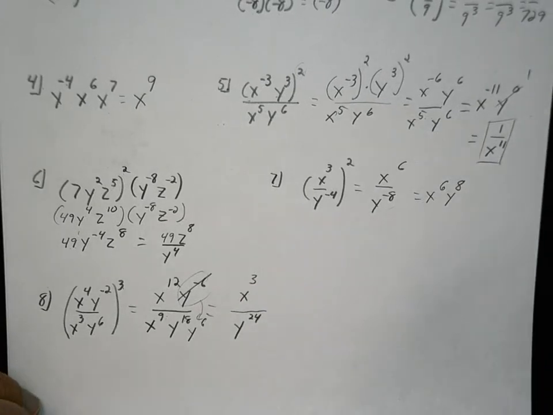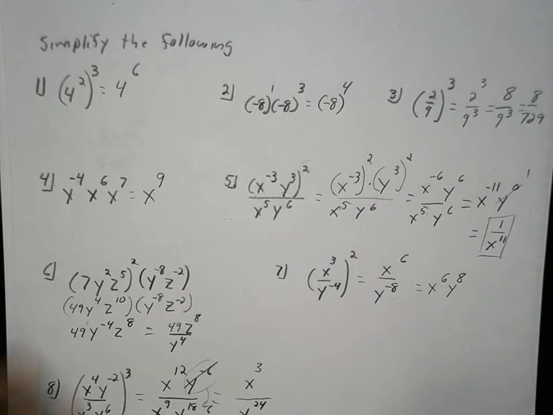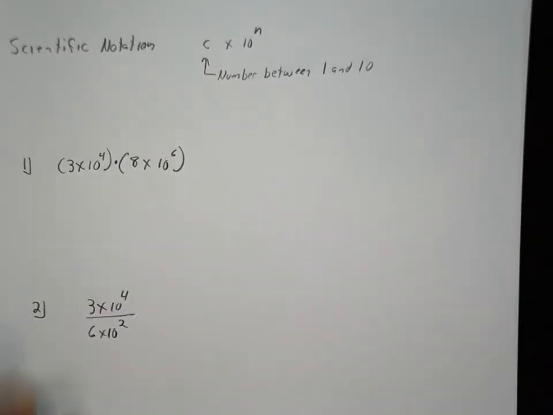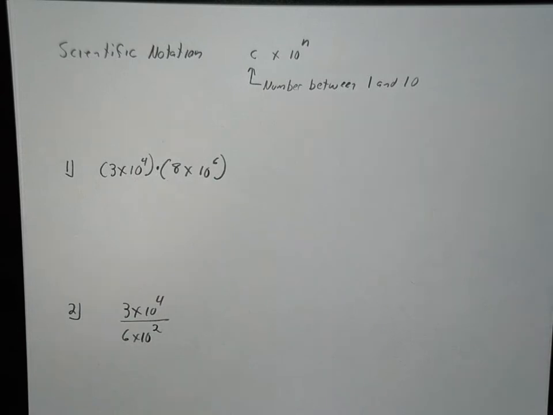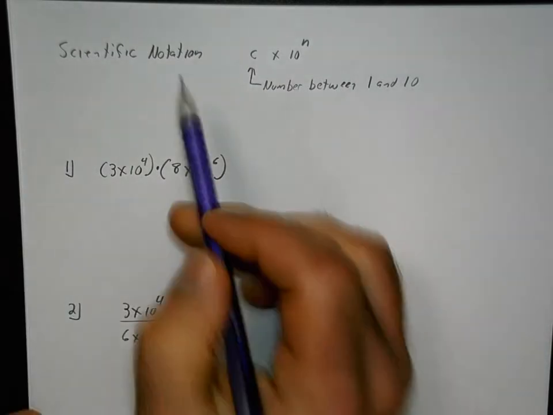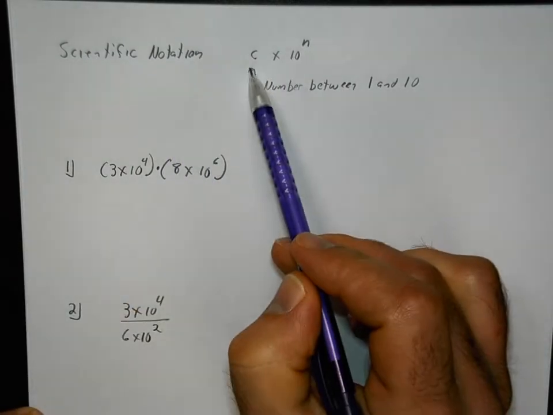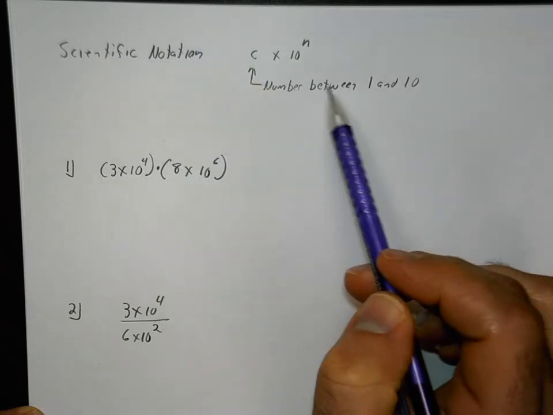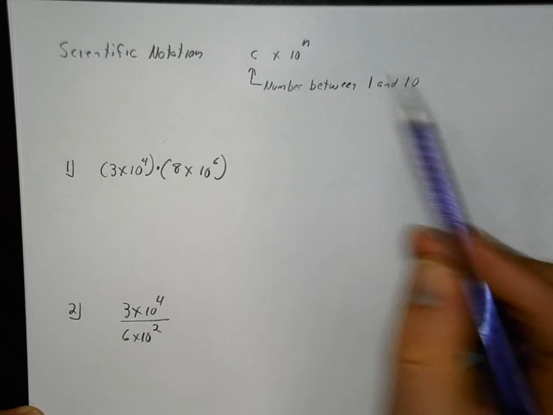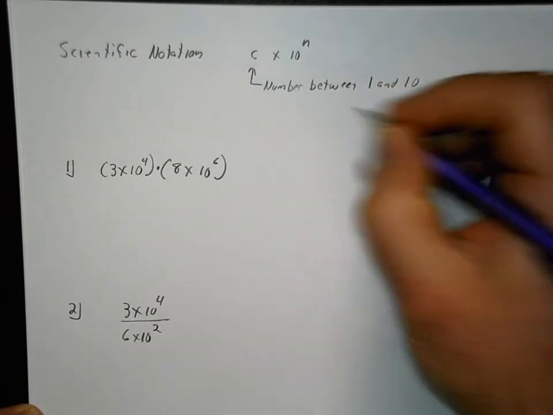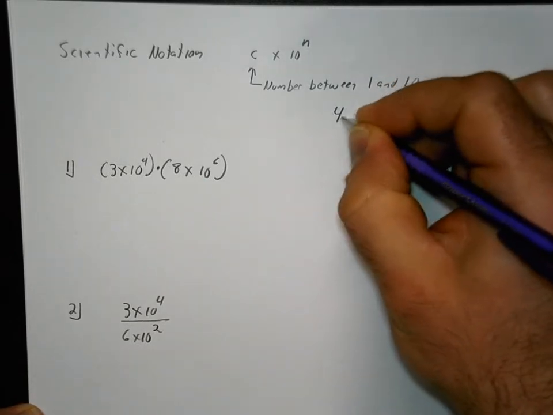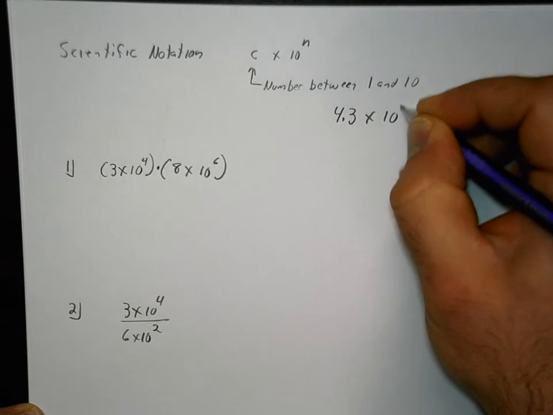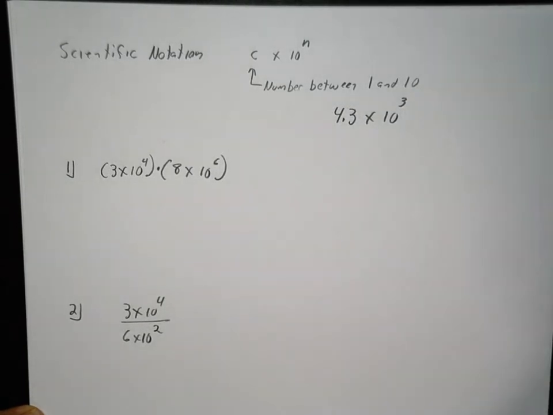Now the other thing in this section, they talk about scientific notation a little bit. So I'm going to just show you a couple things on scientific notation. A scientific notation number looks like this. C is some number that's between 1 and 10 times 10 to a power. So an example would be 4.3 times 10 to the third would be a scientific number.